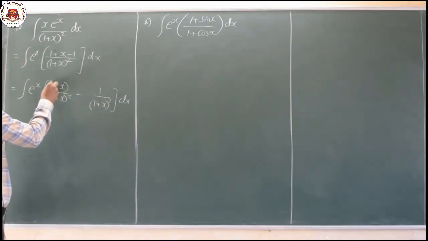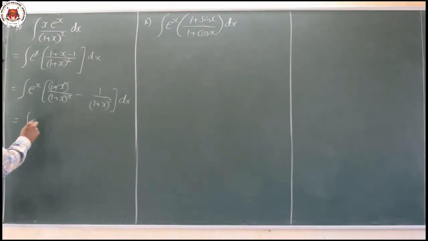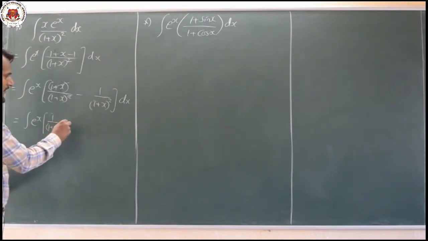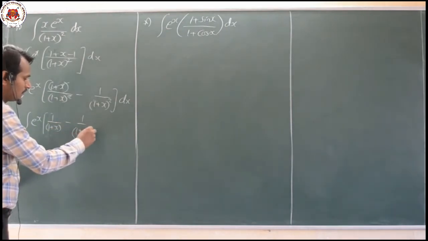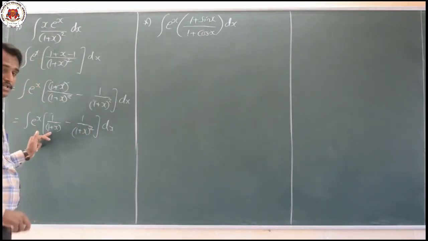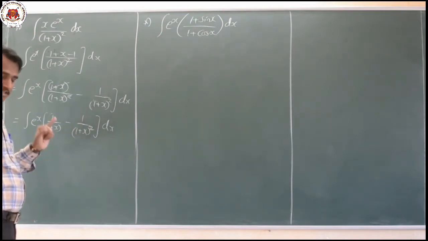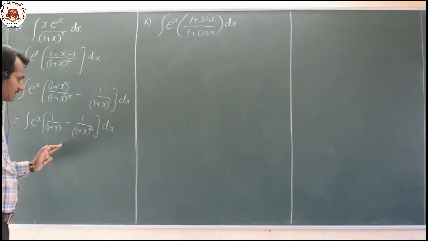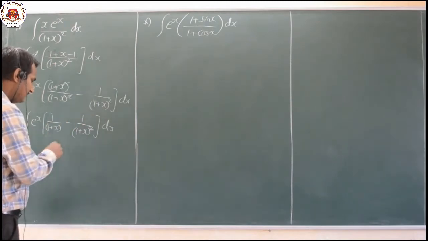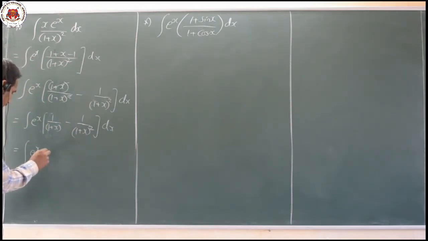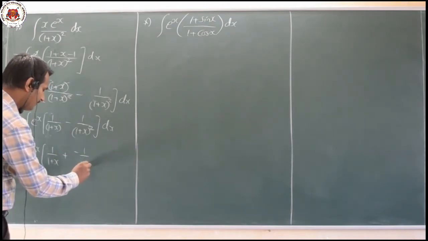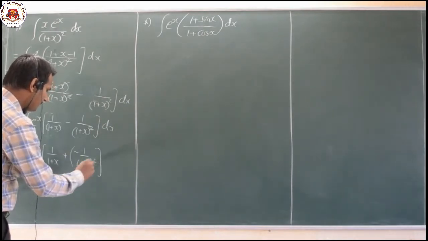Now here I can observe that 1 plus x gets eliminated. What is the remaining part? e raised to x into (1 divided by 1 plus x minus 1 divided by 1 plus x whole square) dx. Here we can observe that the differentiation of 1 by x is minus 1 by x square. In the same manner, the differentiation of 1 divided by 1 plus x will be minus 1 divided by 1 plus x whole square. So instead I can write this as e raised to x into (1 divided by 1 plus x plus minus 1 divided by 1 plus x whole square). Here I can take it in terms of a bracket.